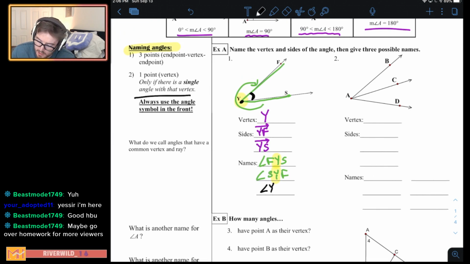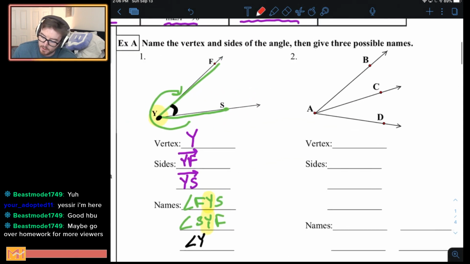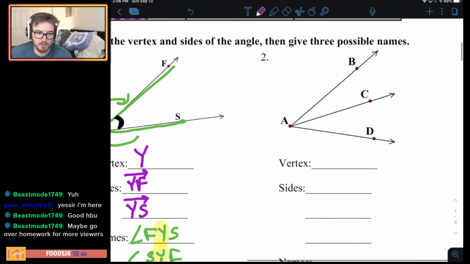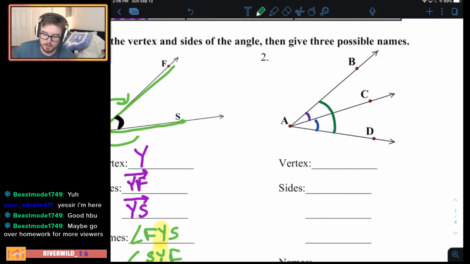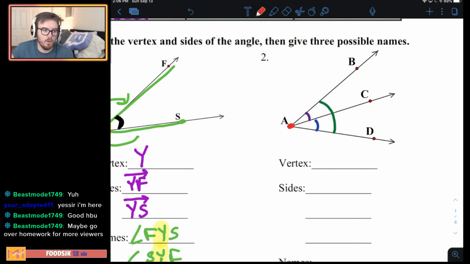Let's name some more angles, okay? So over here, how many angles are actually in this picture right here? That's a good question to start with. How many angles are in picture number 2? 1, 2, and 3. There are 3 angles, the 2 small ones and the 1 big one. However, all 3 of them have the same vertex, point A.